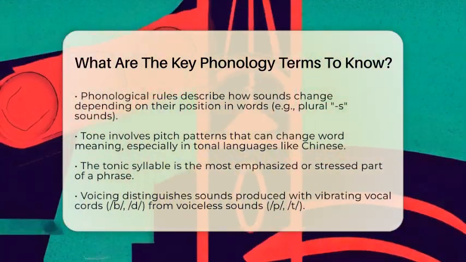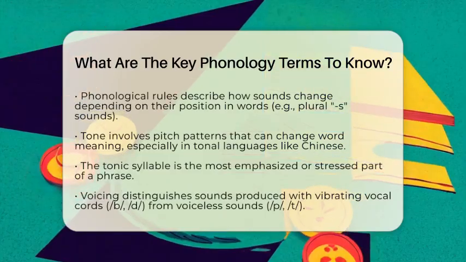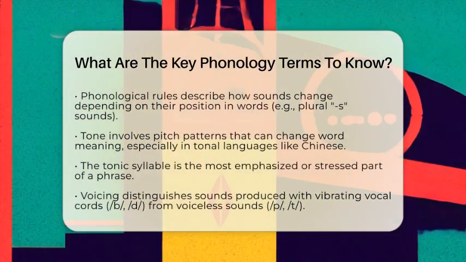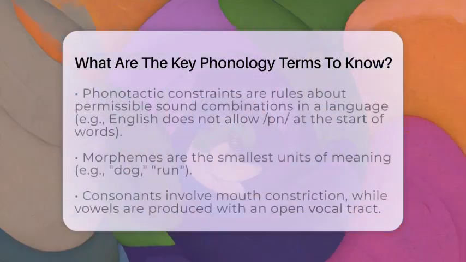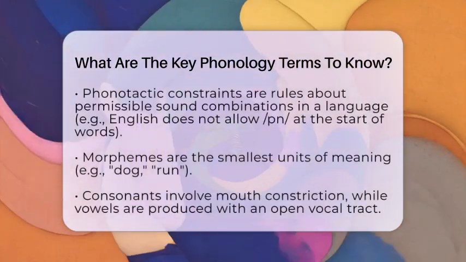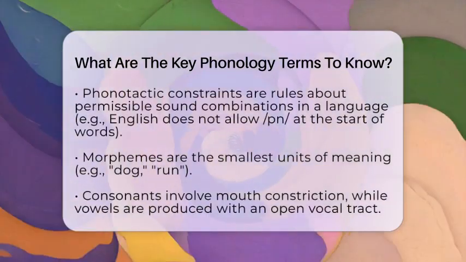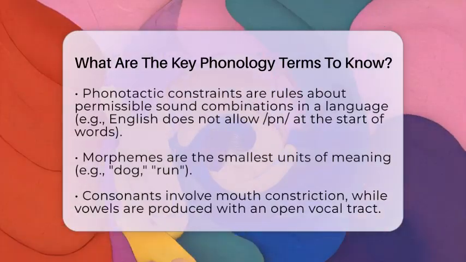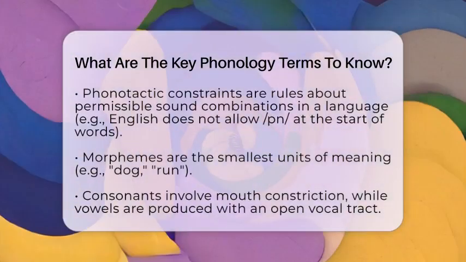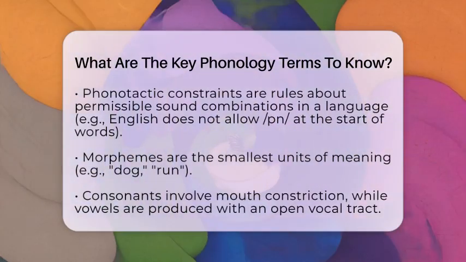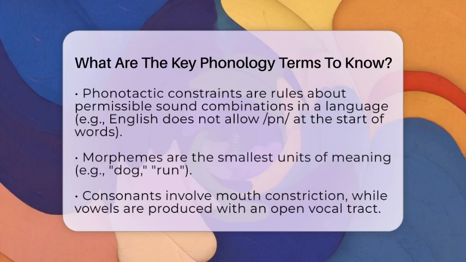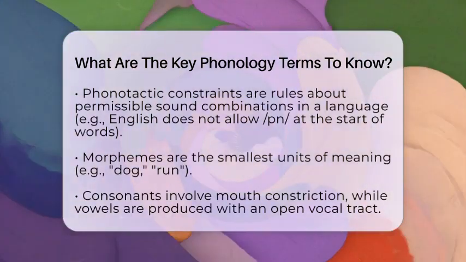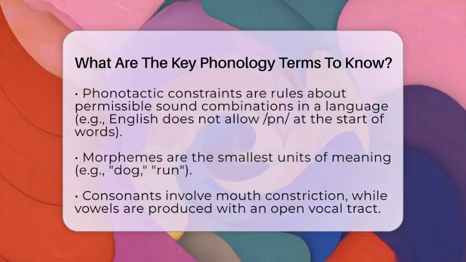Now, let's talk about voicing. Voiced sounds involve vibrating vocal cords, like B and D. Voiceless sounds, like P and T, do not have vocal cord vibration. Then there are phonotactic constraints, which are rules about what sound combinations are allowed in a language. For example, in English, you won't find words starting with /pn/ because it's not permitted.